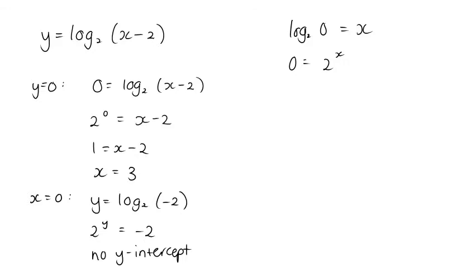So an asymptote is going to be where the bracket is 0. So what would that be? X equals what in this case? 2. 2 minus 2, yeah. So x equals 2 is the asymptote.